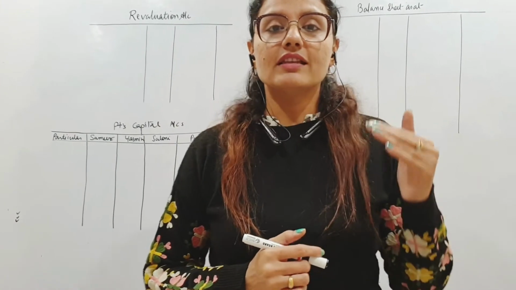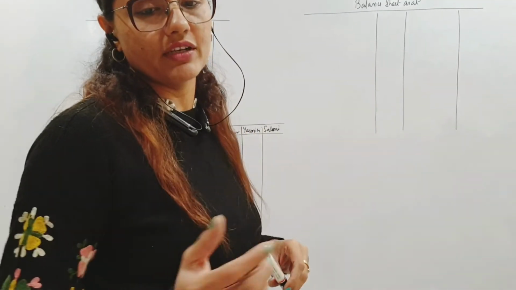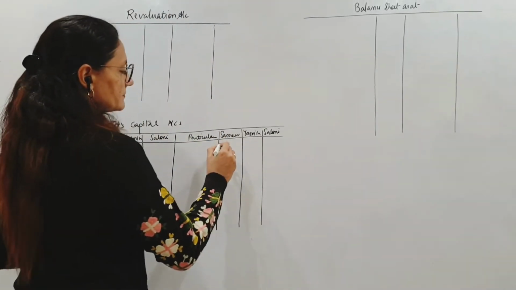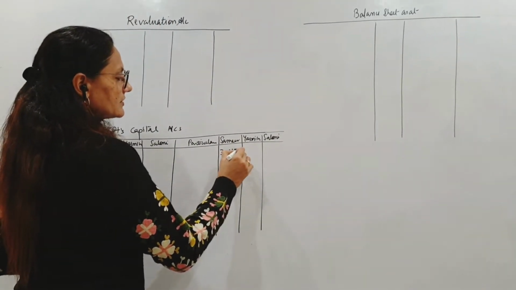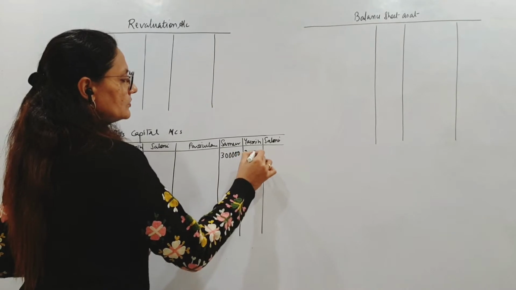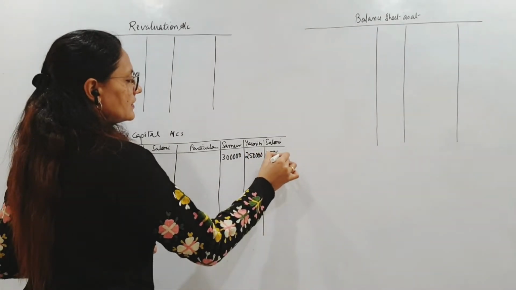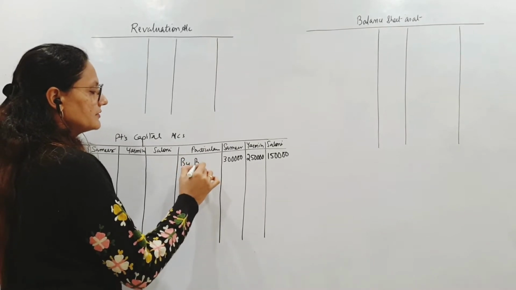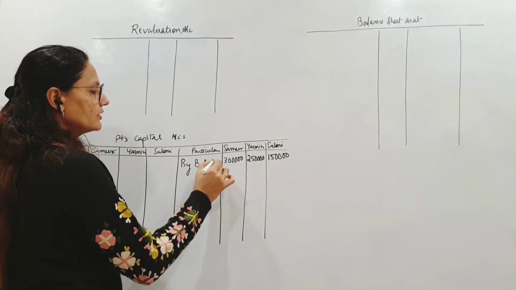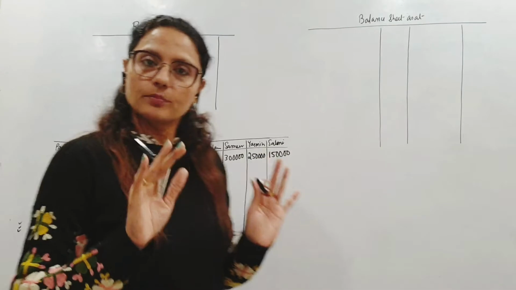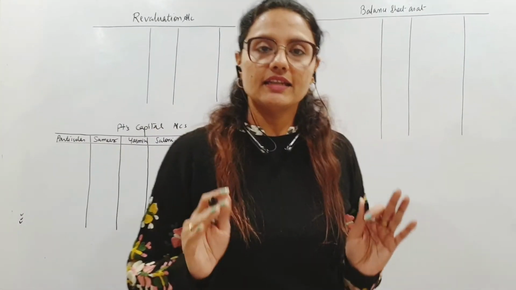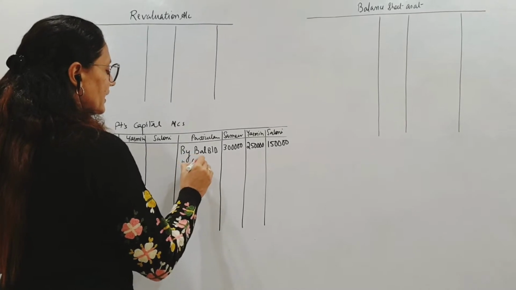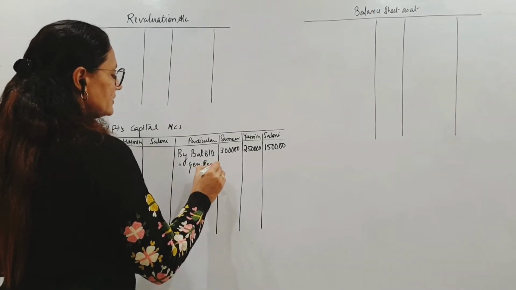Now first thing, we will open their capital accounts with the given balances: 3 lakh, 2 lakh 50, and 1 lakh 50. What are these? Opening balances, so by balance brought down. That's how you open the partners' capital. And then in this we give them the credit for general reserve, so it's like by general reserve.